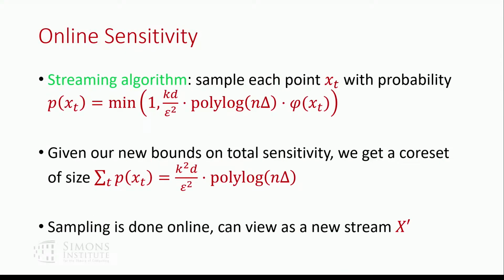Okay. And given our new bounds on total sensitivity, I claim that the overall coreset size is k squared d over epsilon squared. And unfortunately, we're losing poly n factors here. So it's a simple algorithm. It doesn't give us our goal, but it gives us new understanding on the structure of these problems.